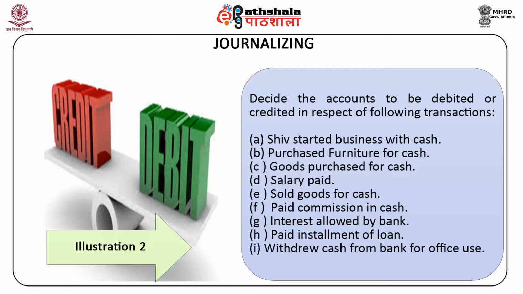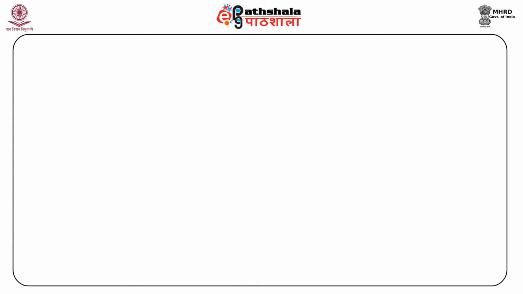D. Salary paid. E. Sold goods for cash. F. Paid commission in cash. G. Interest allowed by bank. H. Paid installment of loan. I. Withdrew cash from bank for office use.